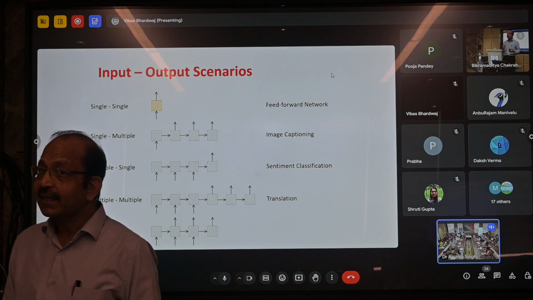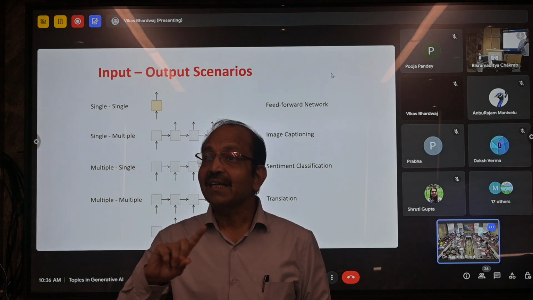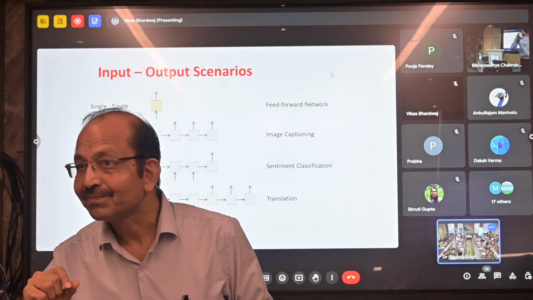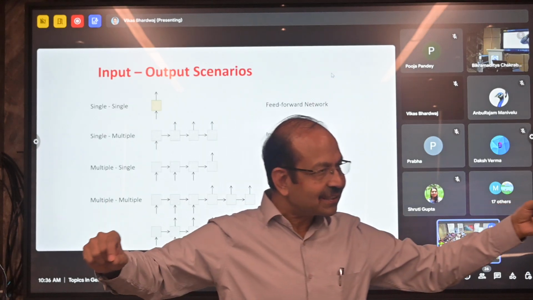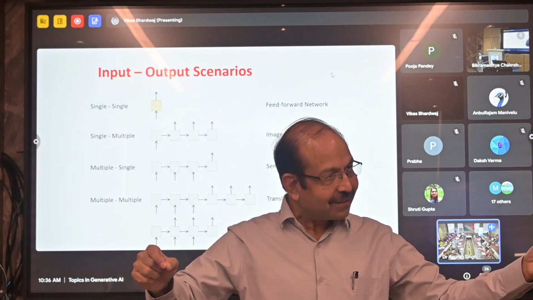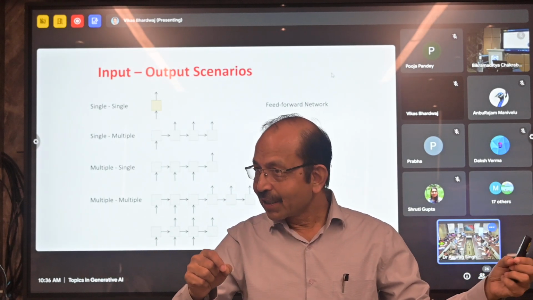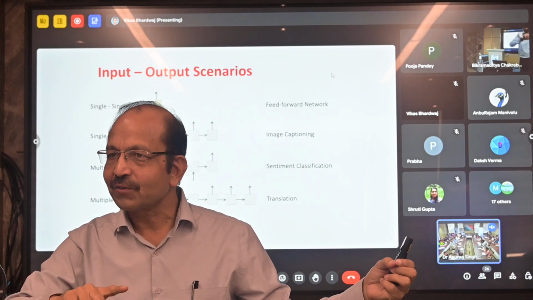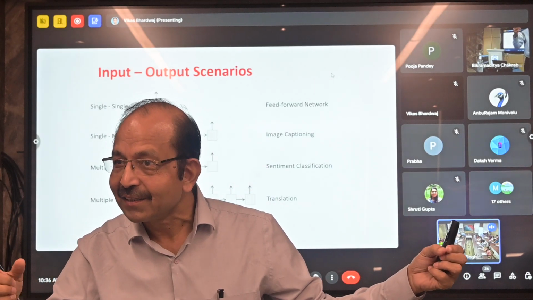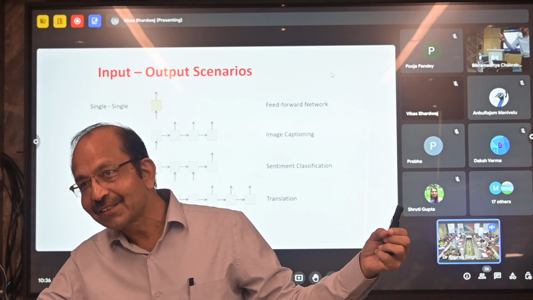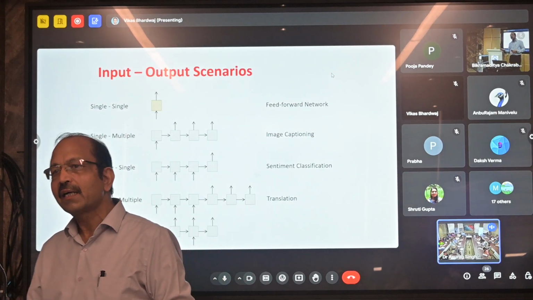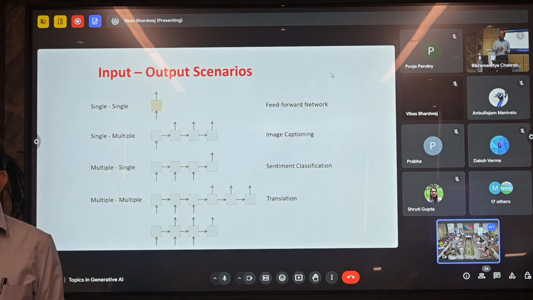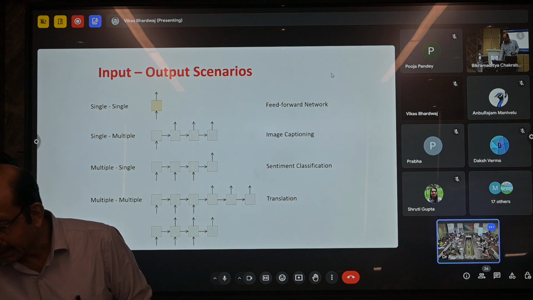Then again, another problem: translation from Hindi to English. You have a sentence which has multiple words, and you translate from Hindi to English, so the output is also multiple words. So you want to convert from multiple input to multiple output. Again, such kinds of problems are solved using RNN.